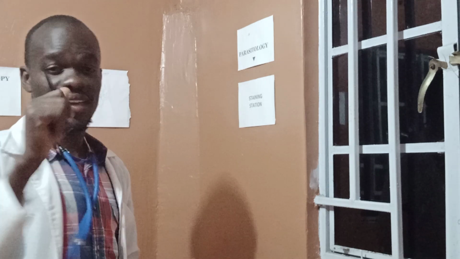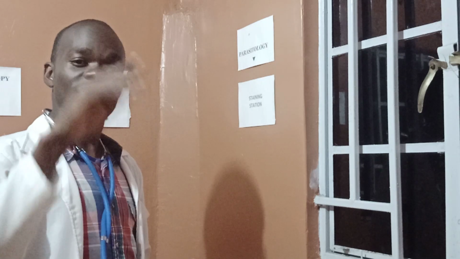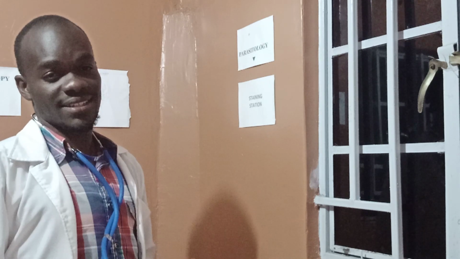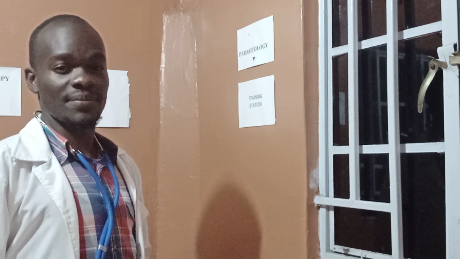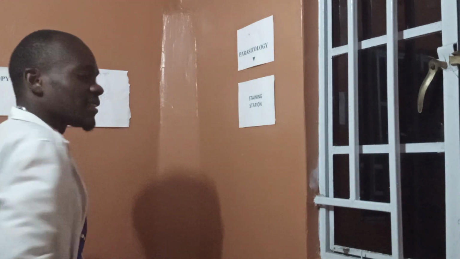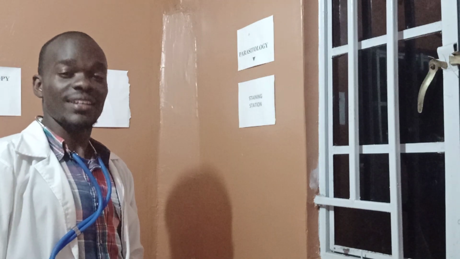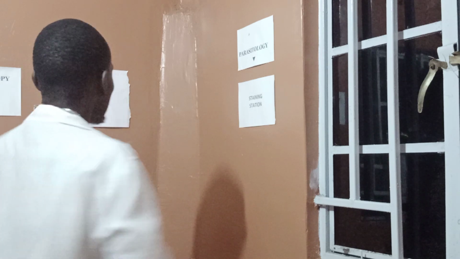Weight, we have 8%. In the males, we have around 5 to 6 liters. In the females, we have around 4 to 5 liters. We have what we call temperature. The normal temperature of the blood is 37 degrees Celsius.